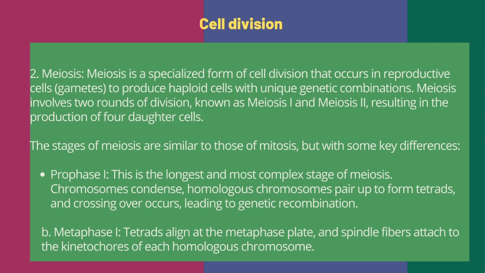A. Prophase I. This is the longest and most complex stage of meiosis. Chromosomes condense, homologous chromosomes pair up to form tetrads, and crossing over occurs, leading to genetic recombination. B. Metaphase I. Tetrads align at the metaphase plate, and spindle fibers attach to the kinetochores of each homologous chromosome.